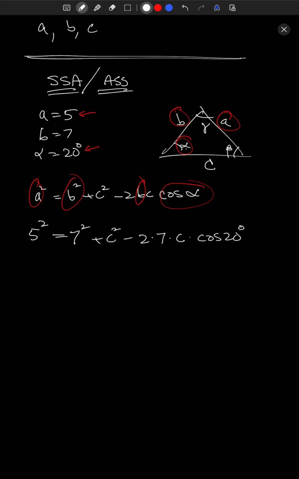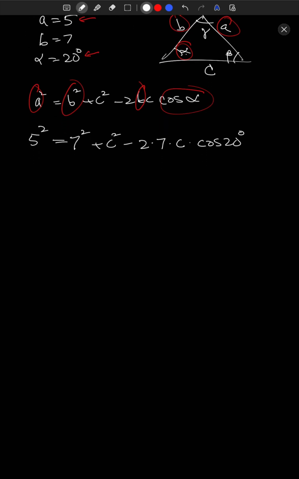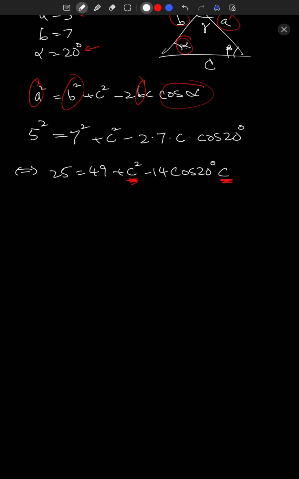All right. Let me clean this up a little bit. This is the same as 25 equals 49 plus C squared minus 14 cosine of 20 degrees times C, right? And again, the emphasis here is that there's only the unknown C. There are no other unknowns in this problem. All right, here's what's important. That's a C squared, right?